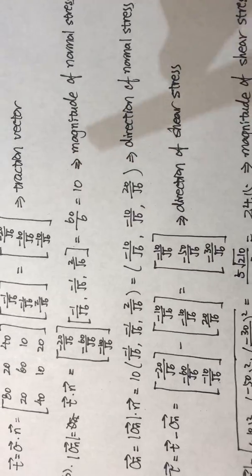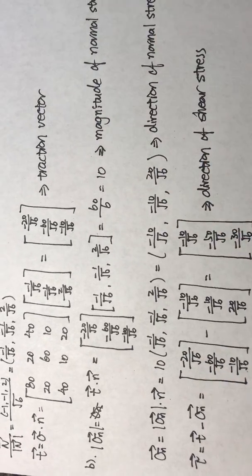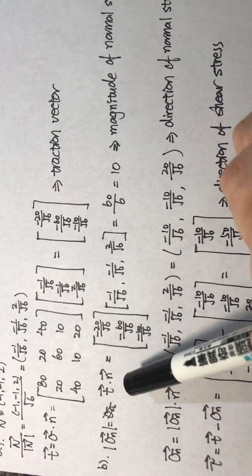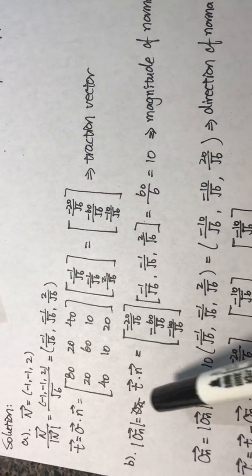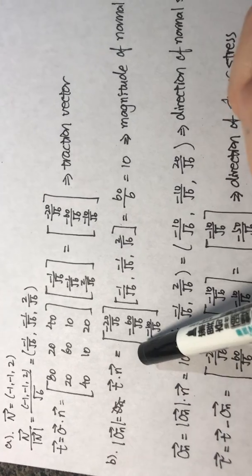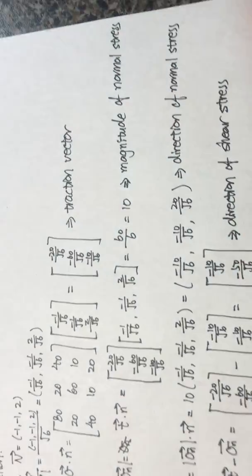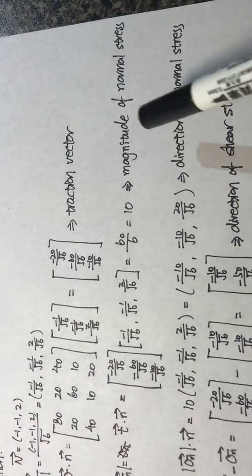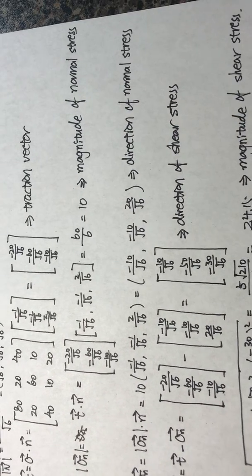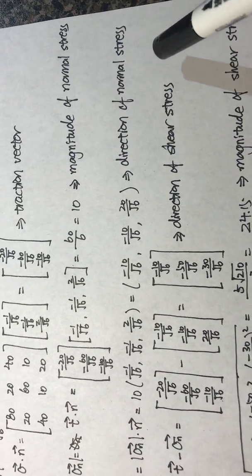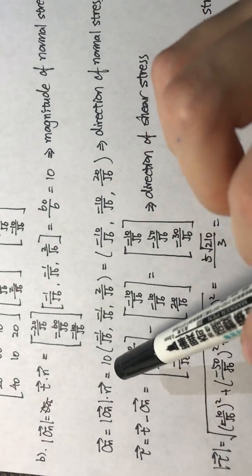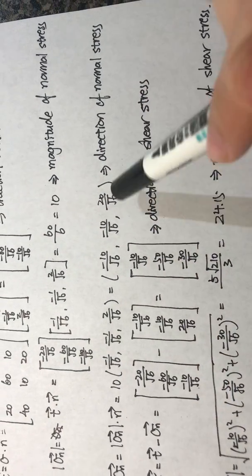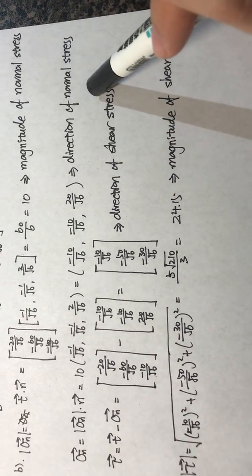For the normal stress, we have the traction T here and the n here. So we use T dot n, and that is the magnitude of the normal stress. If we want to find the direction of the normal stress, we just multiply by the n here, so we have the direction of the normal stress.